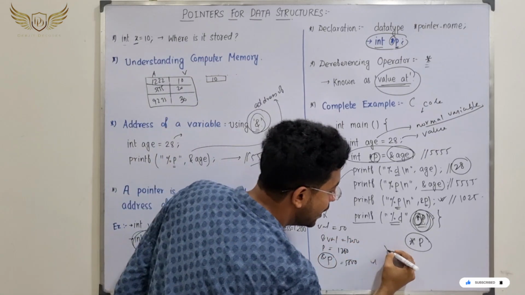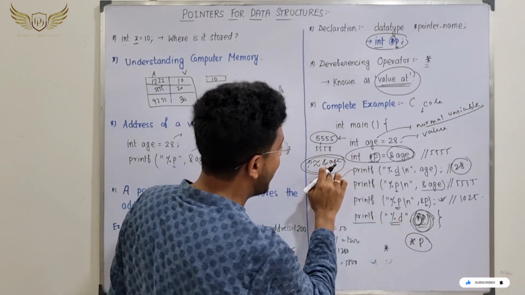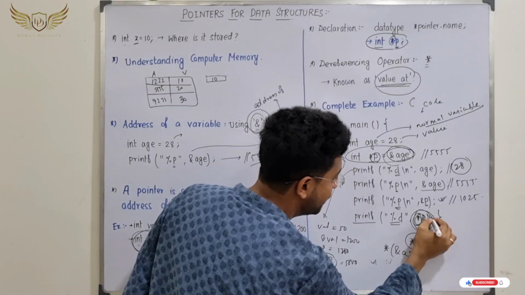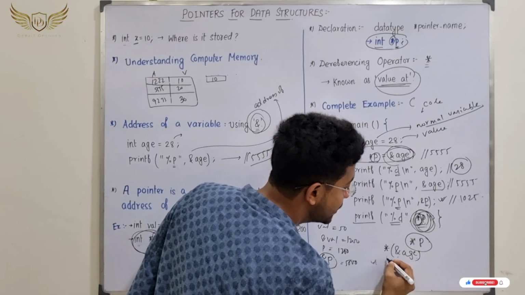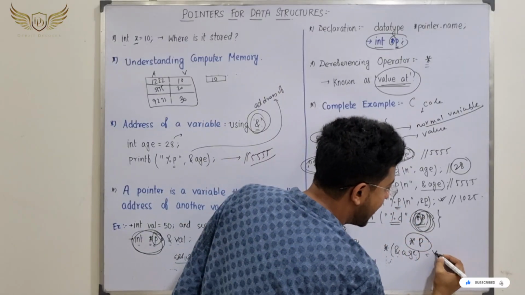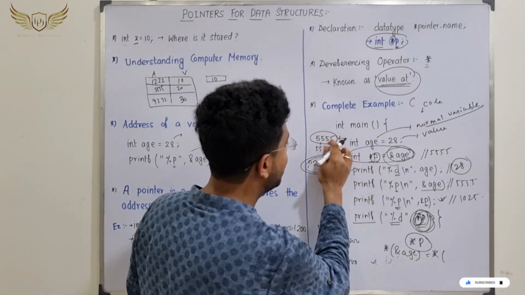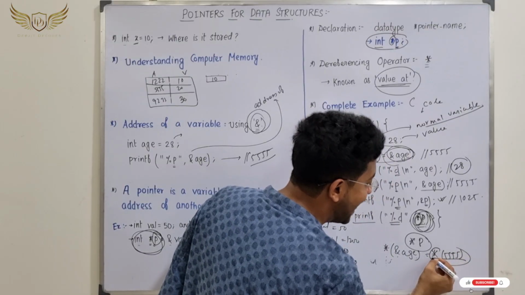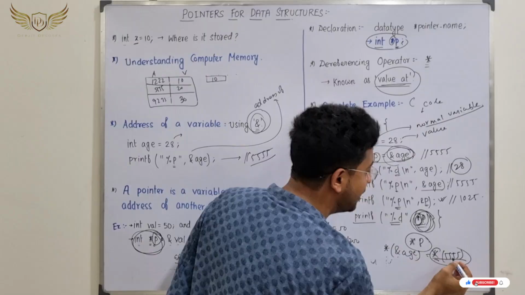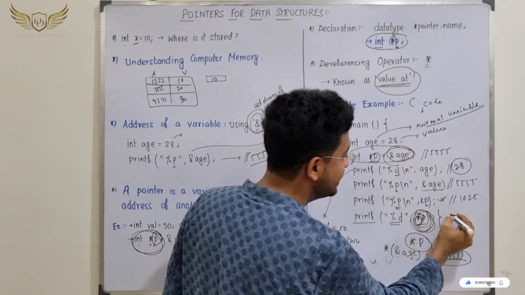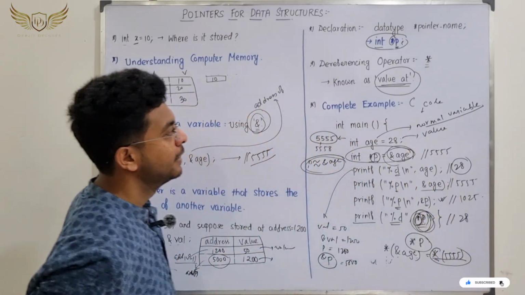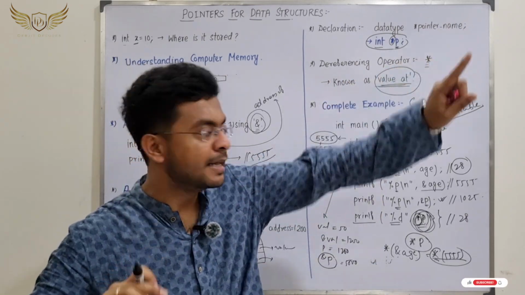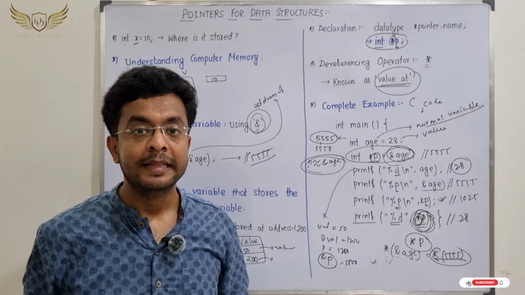So what is the meaning? What is p? p is equivalent to ampersand age. So we can write it star ampersand age. In case of star p, we can write star ampersand age. So what is star ampersand age? Star is value at, what is ampersand age? 5555, that is the address of age. And who is sitting? What is the meaning of this thing? Value at 5555. Who is sitting at 5555? This 28. So this line will also return 28. That's why it is called dereferencing. You have referenced, now you are dereferencing. You have gone to that address, now you are asking for the value. That is the meaning of it.